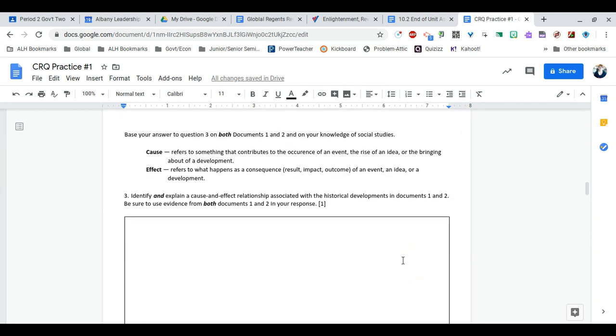For question number 3, you are going to identify and explain a cause and effect relationship. You have to use both documents 1 and 2. The easiest way to do that is by saying document 1 caused blah blah blah, which led to document 2. They will give you little definitions above it on the regents, so you'll be able to remember what a cause or an effect is. But you want to make sure that you can say there is a cause and effect relationship. Very, very often, document 1 is the cause, document 2 is the effect. So you can work on those 3 questions.